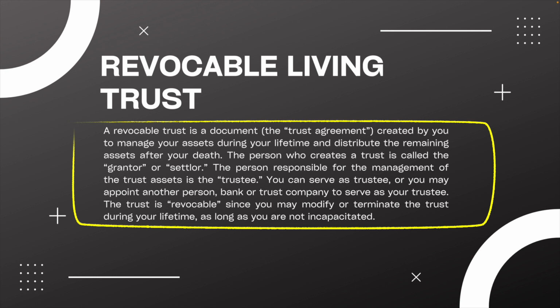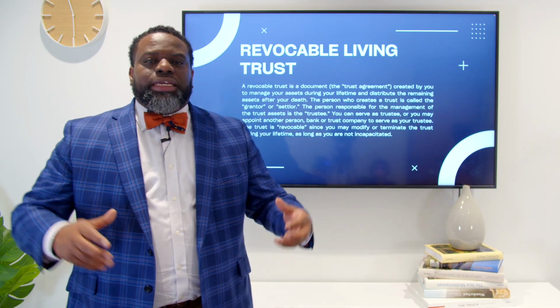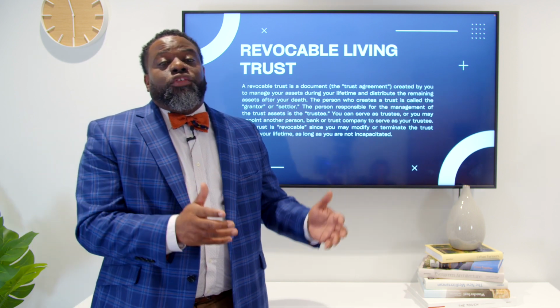The person who creates a trust is called the grantor or the settlor. The person responsible for the management of the trust assets is the trustee. You can serve as trustee, or you may appoint another person, bank, or trust company to serve as your trustee. The trust is revocable since you may modify or terminate the trust during your lifetime as long as you are not incapacitated. Simply put, the trust document, the Revocable Living Trust, is a major way to avoid probate.